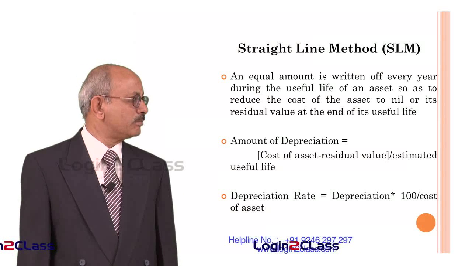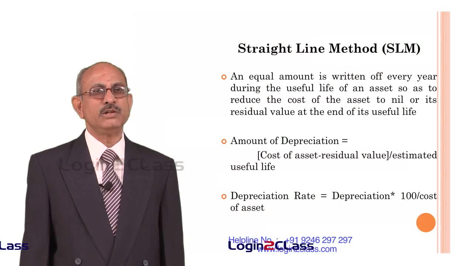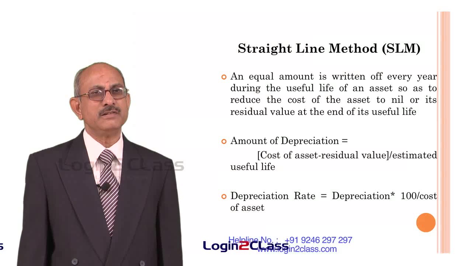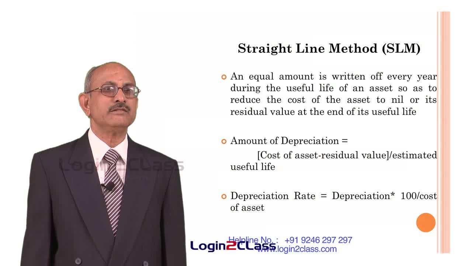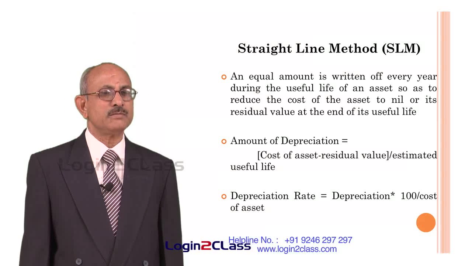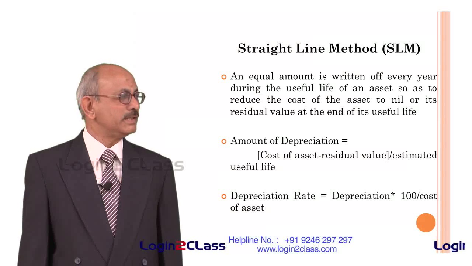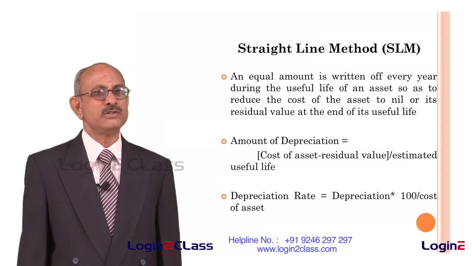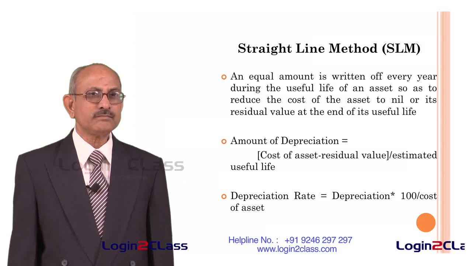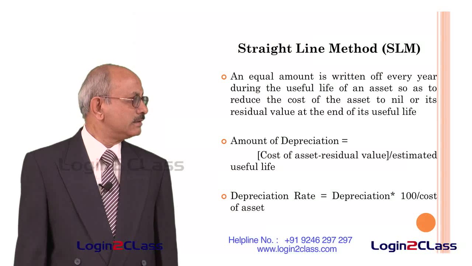So, the depreciation rate in this case will be depreciation into 100 divided by the cost of asset. To illustrate with an example, let the cost of asset be 1,10,000, let the residual value be 10,000 and let the estimated useful life be 5 years, in which case the amount of depreciation will be 1,10,000 minus 10,000 divided by 5 years. So, it comes to 20,000 rupees. So, the depreciation rate will be depreciation into 100 divided by cost of asset, that is 20,000 into 100 divided by 1,10,000, that will become the rate of depreciation of the asset.